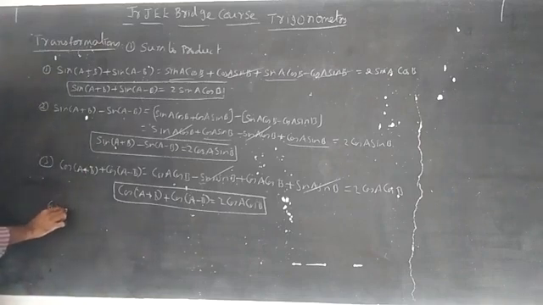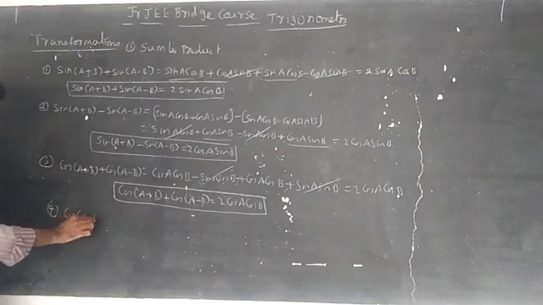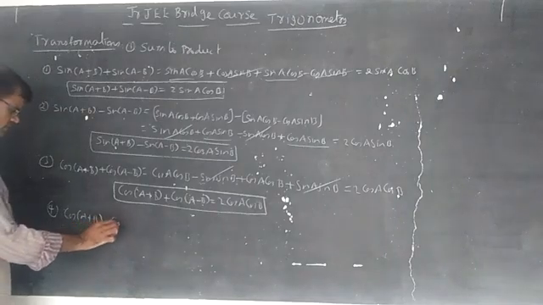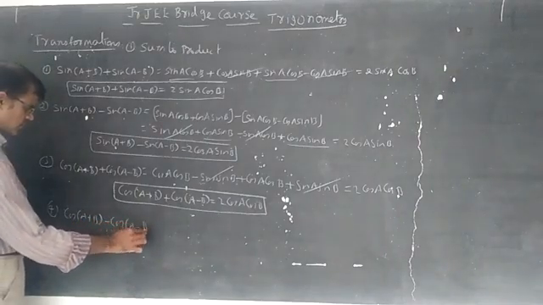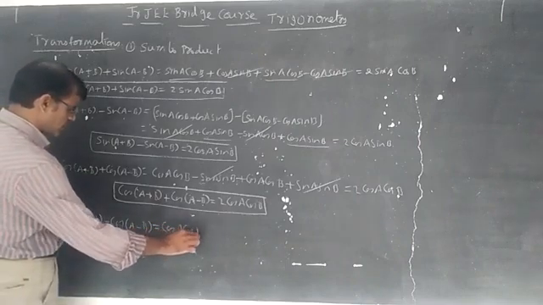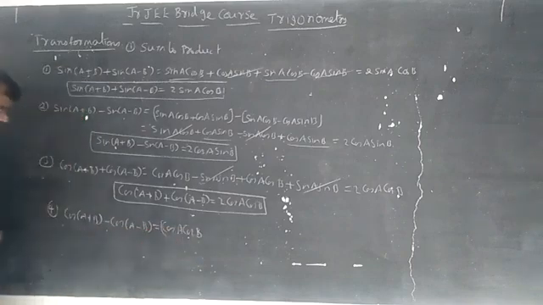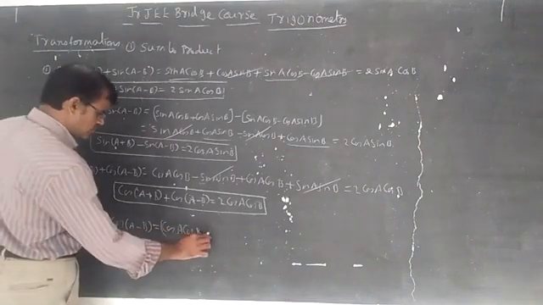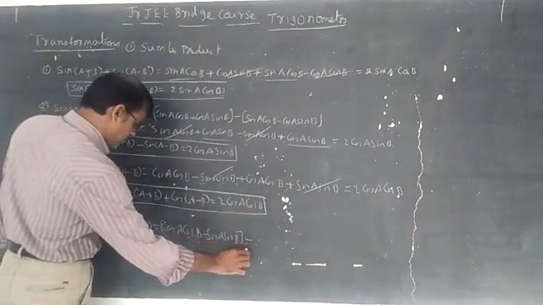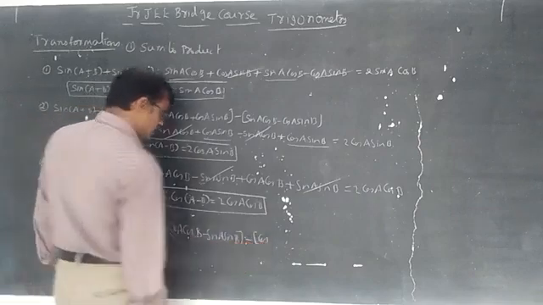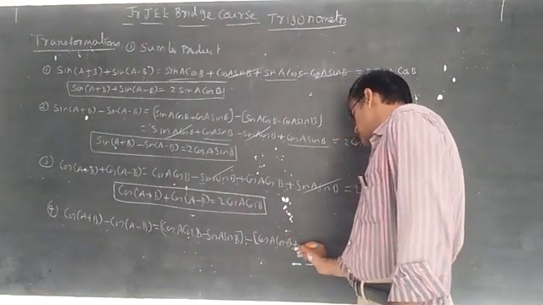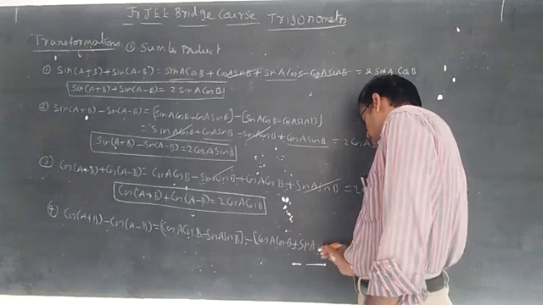Fourth one, let us write cos of A plus B minus cos of A minus B. Put a bracket here. The cos of A plus B formula, cos A cos B minus sin A sin B, minus of cos of A minus B formula, cos A cos B plus sin A sin B.